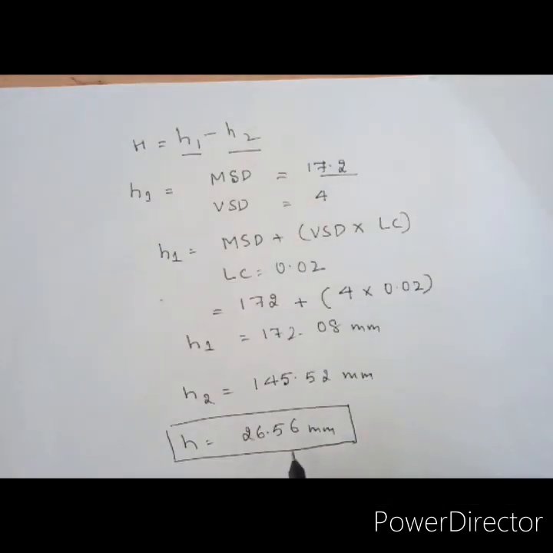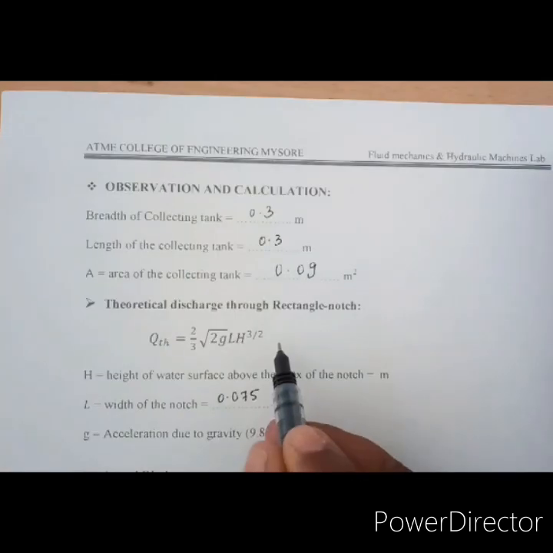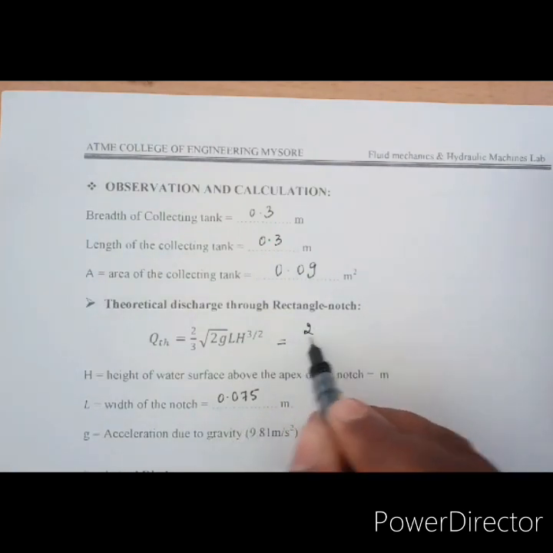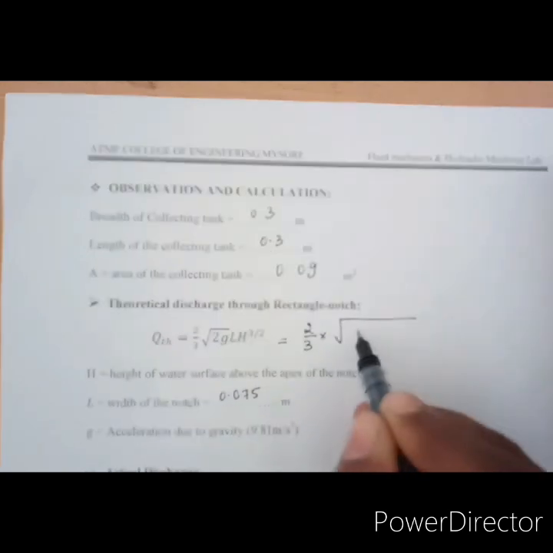Therefore, the head above the crest point is the difference between the head with respect to the crest point and the head with respect to the flow point. H is equal to 172.08 minus 145.52, which is 26.56 mm. Q theoretical is given by 2/3 into square root of 2g into L into H to the power 3/2, where L is the width of the notch, taken as 0.075 meter.